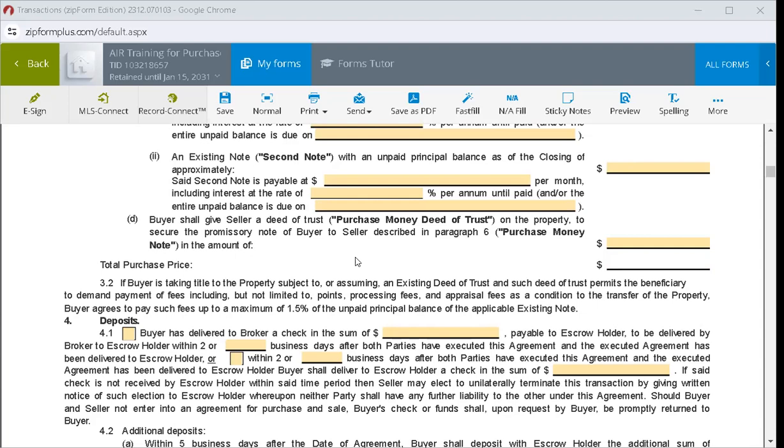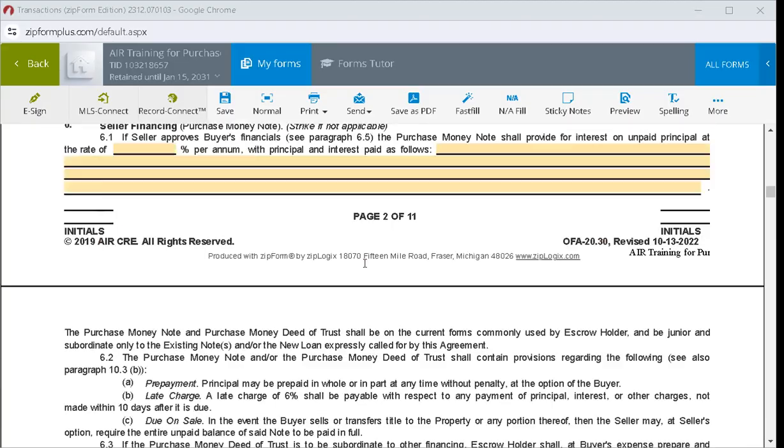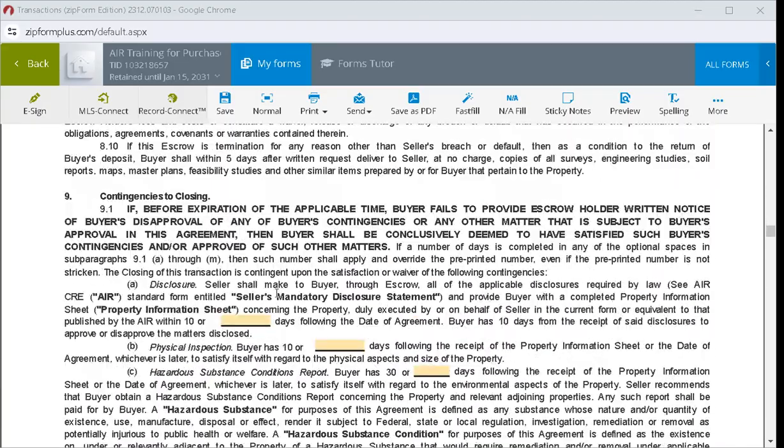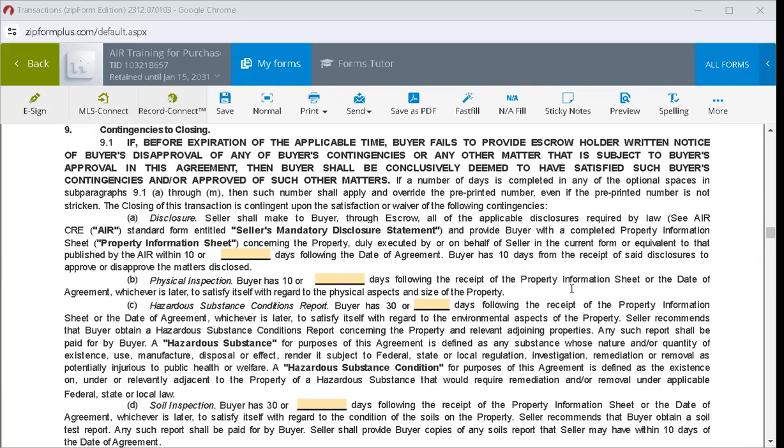How to count the days? Because it's so many, like a 10 days, 2 days. What is the correct way? Is that the same way as the CAR? Yes. Okay, so it's going to say on a physical buyer has 10 days. It's going to tell you in each category following the receipt of the property information sheet.